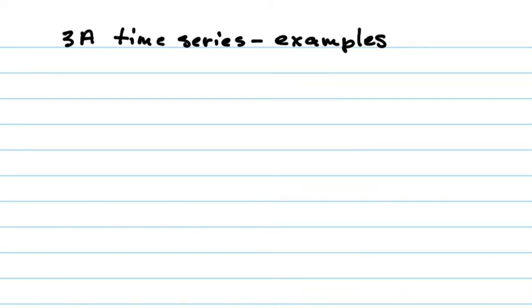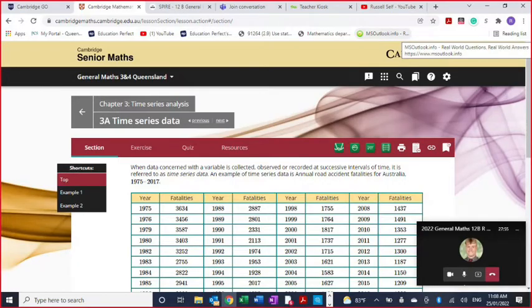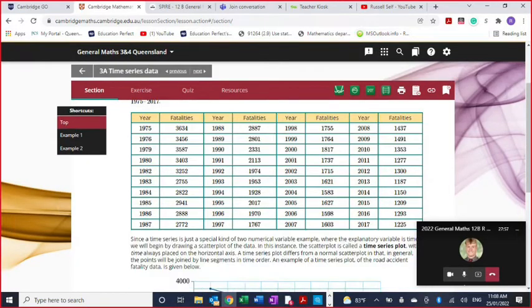So let's just go to the book, and you're going to see that with the time series, they're going to give you a set of dates or months or days or hours, and then they're going to give you information about what happened during that time.